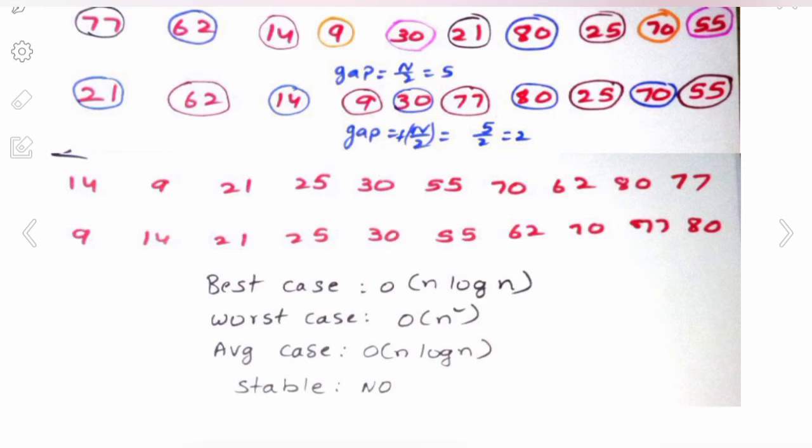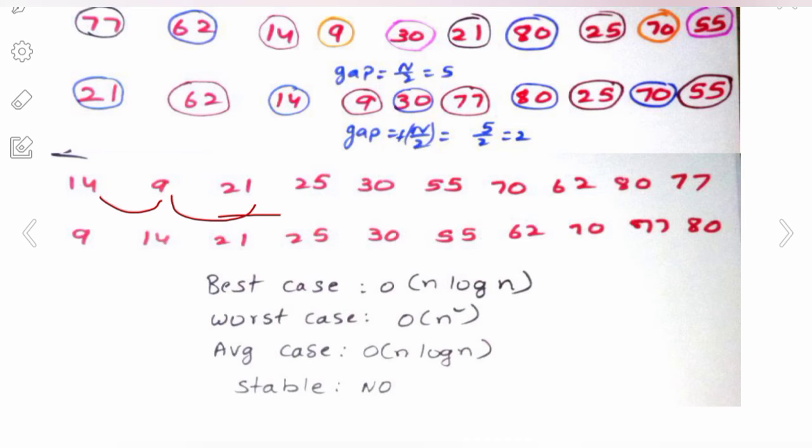So next, what is the gap here? Okay, gap equals floor of n by 2. So n is 2, and 2 by 2 is 1, right? So here the gap is 1 for the next array. What is the gap here? 1. So that means we are going to swap the elements, that is, the neighboring elements, right?